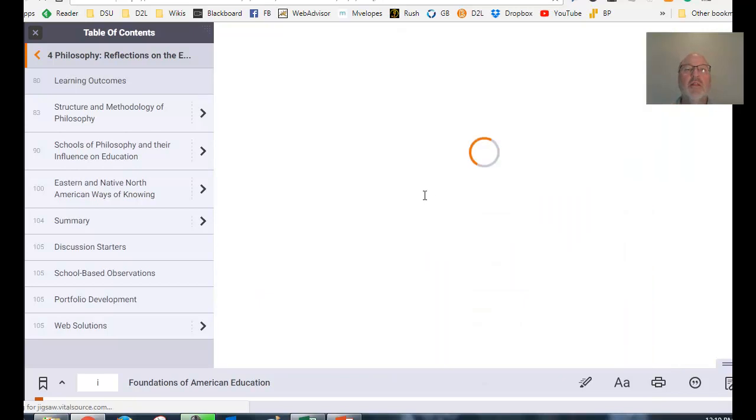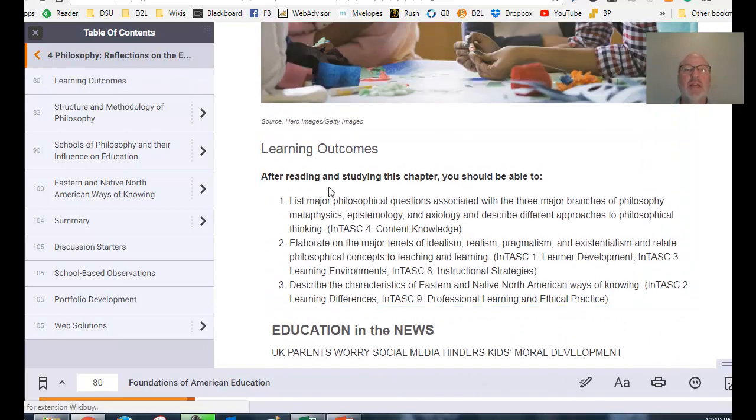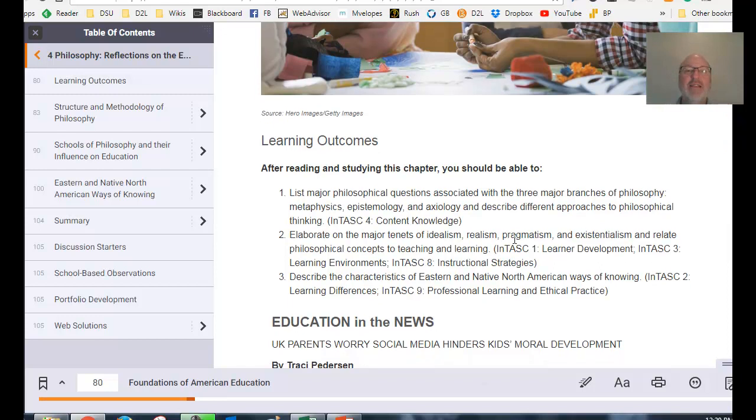We go to Chapter 4, the learning outcomes, like we've looked at most times: major philosophical questions, association with the branches like metaphysics, epistemology, and axiology. Describe those approaches. So you got to say those words. So when I get to them, I'll tell you about that. And then the second part, elaborate major tenets. And here's the ones we study here: idealism, realism, pragmatism, and existentialism. Will be what we study today, these four. And then there's about 6 more, I think, in Chapter 5 that will add to this.